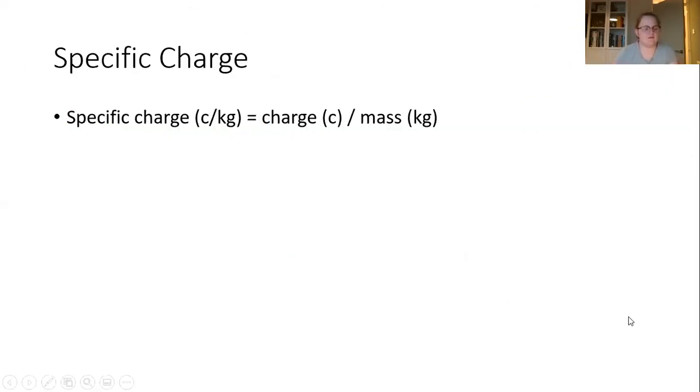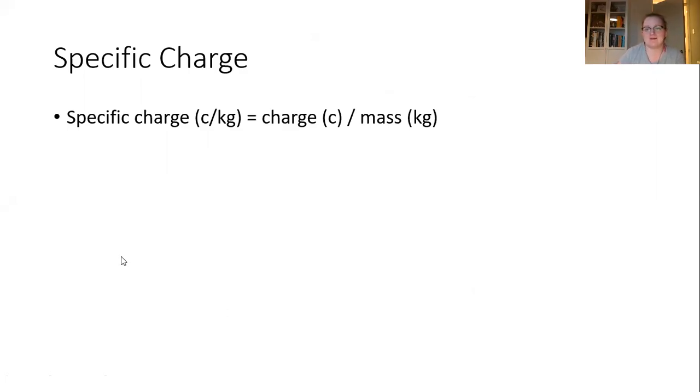So specific charge, that's something that we haven't really spoken about yet. Specific charge is the ratio of charge to mass, and we have spoken about charge and mass before. Specific charge is measured in coulombs per kilogram, because charge is measured in coulombs and mass is measured in kilograms.